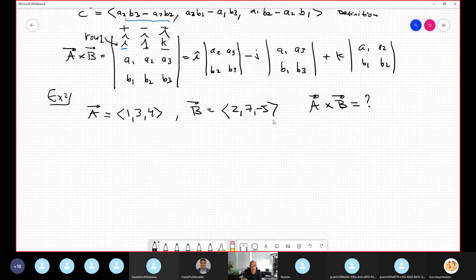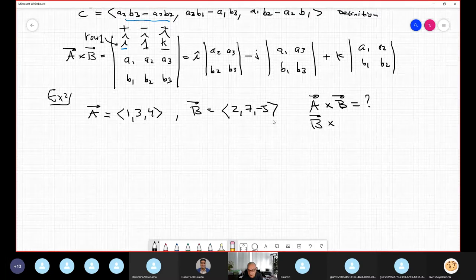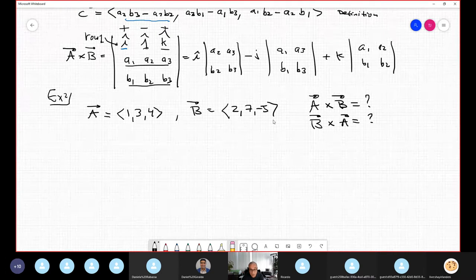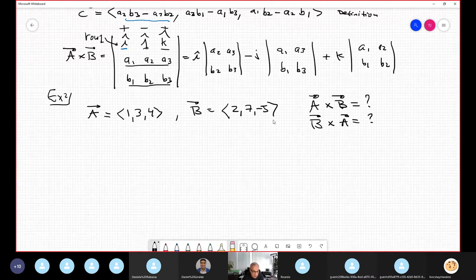Bang, it's a goal. Okay, it's important to understand that B cross A, when you switch, is not the same. Because I'm using my knowledge of algebra: you interchange two rows in a determinant, the answer is the same but with the opposite sign. So now you get the opposite vector. Okay, let's do it quickly. I set out A cross B, A cross B in that order.